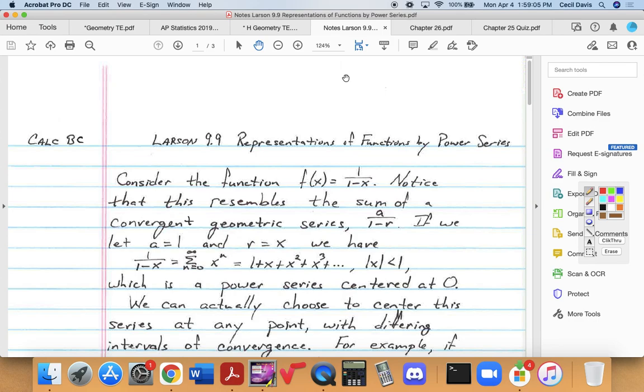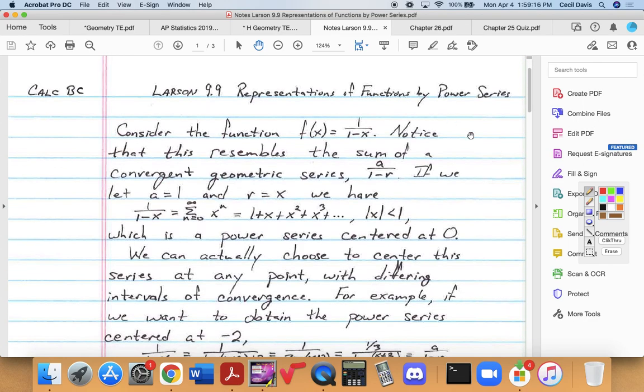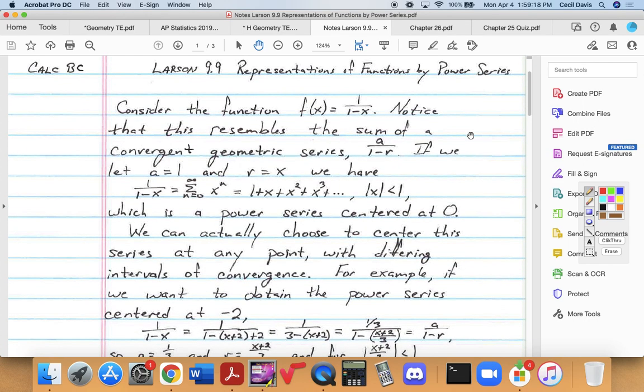All right, so today we're doing section 9.9. We're not going to spend a whole lot of time on this one. So here we're going to begin representing functions by power series. So consider the function f of x equals 1 over 1 minus x.